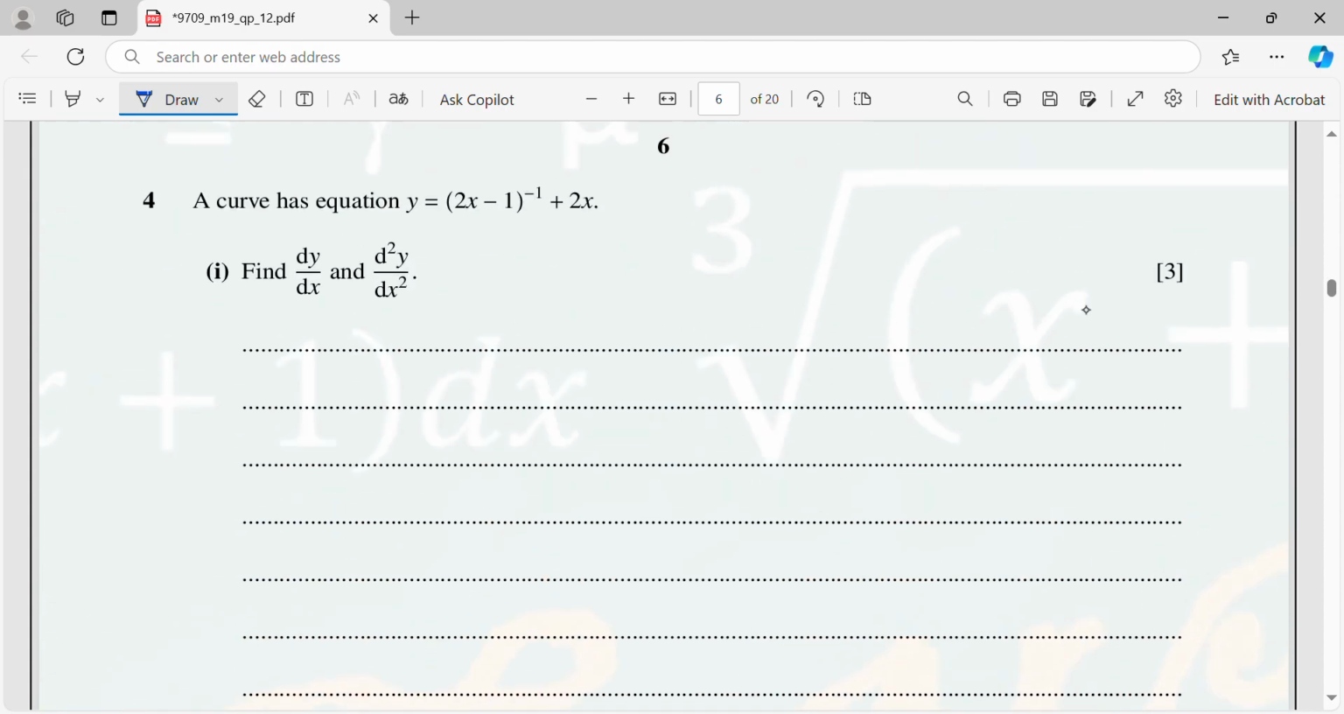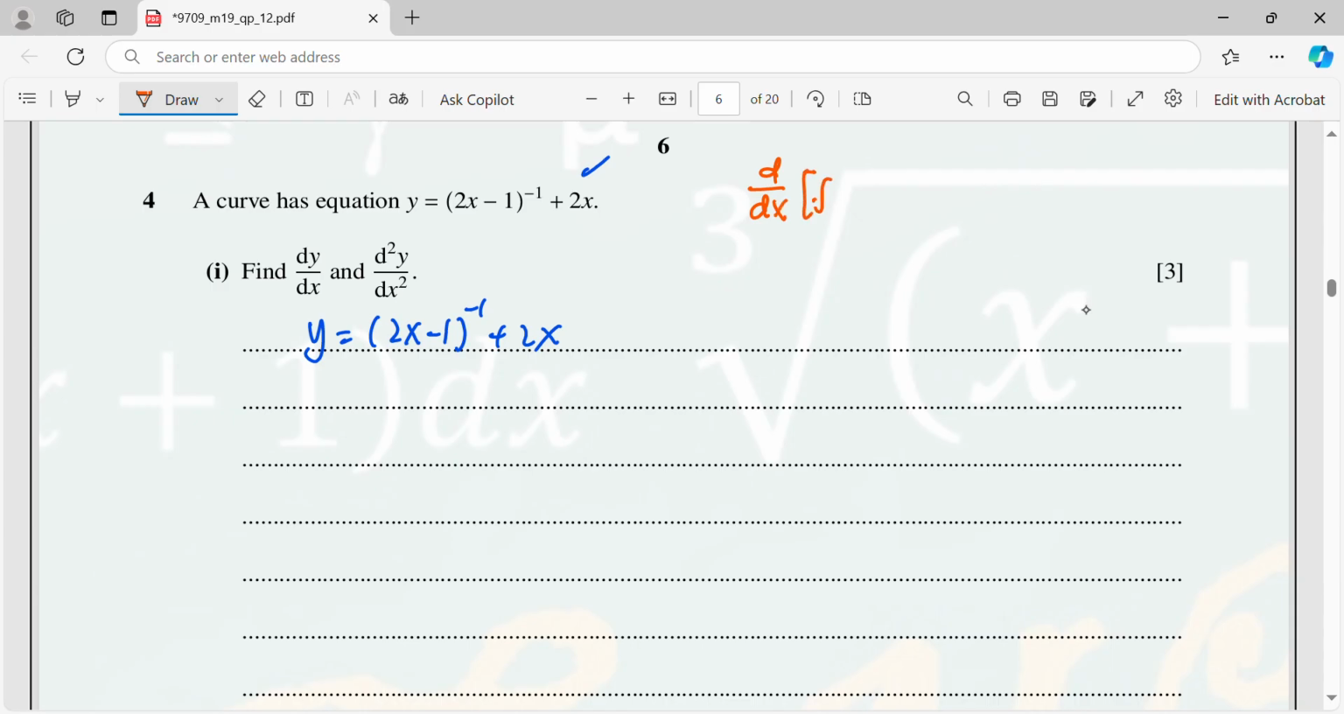Question number 4. A curve has equation y equals 1 over (2x minus 1) plus 2x. Find dy/dx and d squared y over dx squared. So now here, for the dy/dx, I'll probably copy the question first. Now when we need to differentiate, we use this formula.